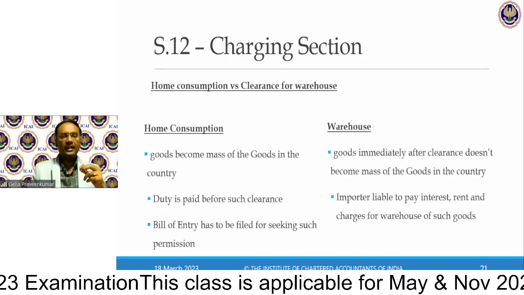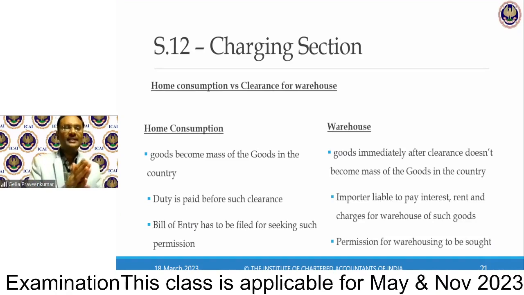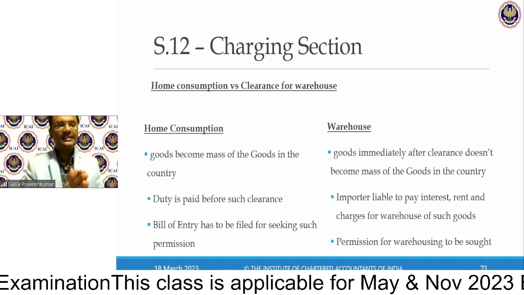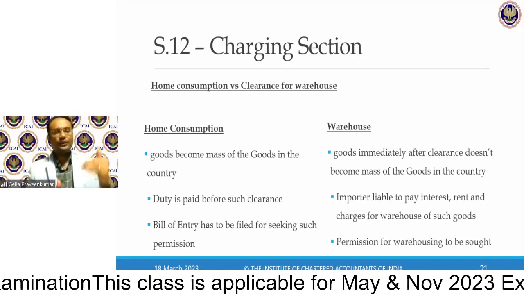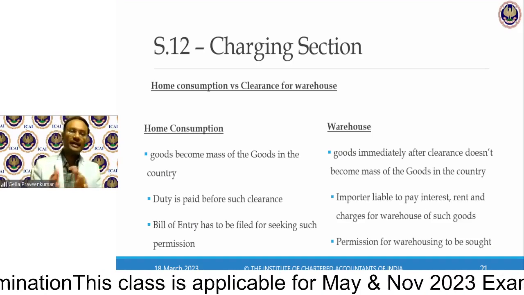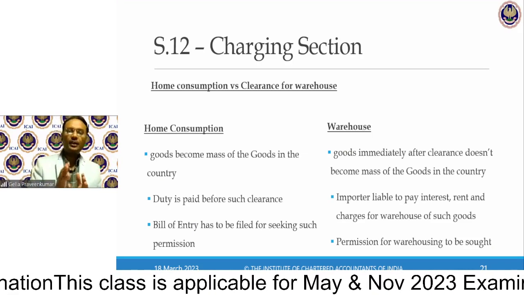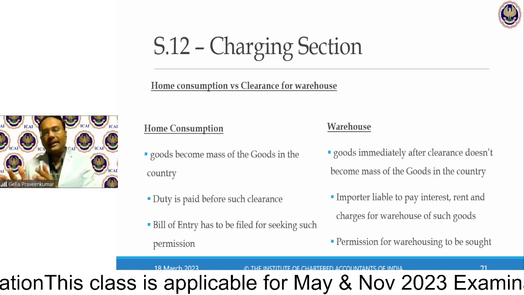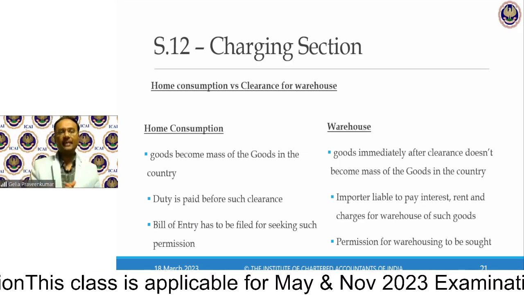Now, I just made a summary of two case laws, both Garden Silk and Kiran Spinning Mill, just to have clarity. What is home consumption? What is warehouse? In case of a home consumption, goods become part of the mass of the country immediately. In case of a warehouse, the goods are parked in a warehouse for temporary purpose. It doesn't become part of the mass of the country immediately.